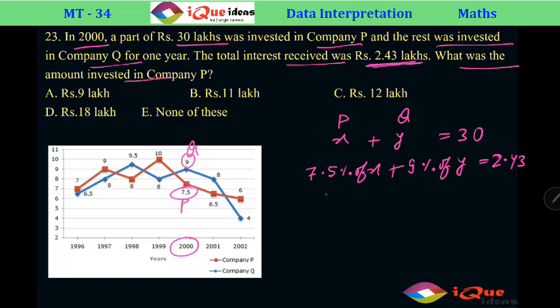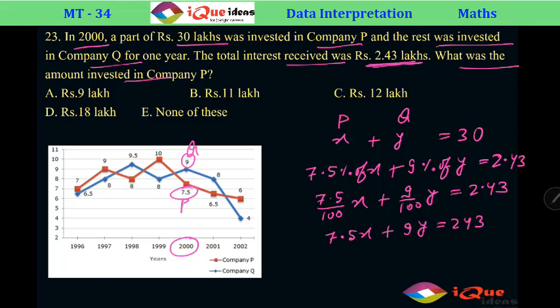Okay, so what happens from here? We have 7.5 upon 100 X plus 9 upon 100 into Y is equal to 2.43. So let's multiply by 100. So it will become 7.5x plus 9y equal to 243. Okay, let's do one thing. Multiply the first equation by 9. If you multiply the first equation by 9, what will happen? You will get 9x plus 9y equal to 9 times 30, which is 270. And the second equation is 7.5x plus 9y equal to 243.